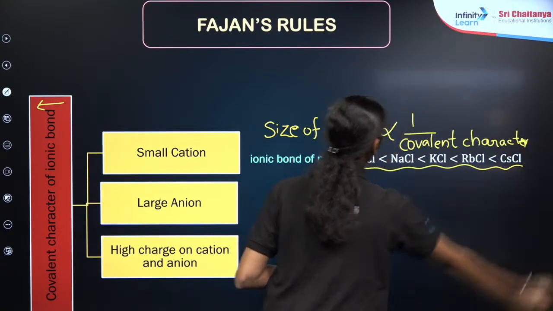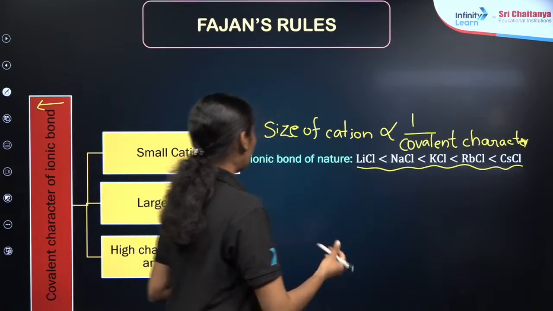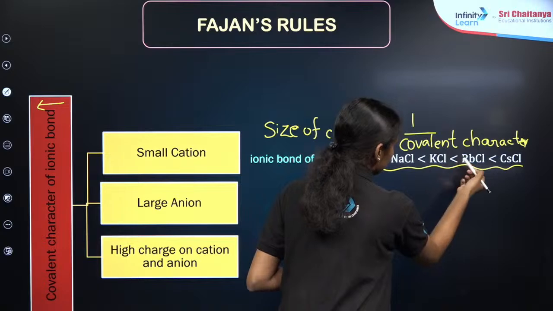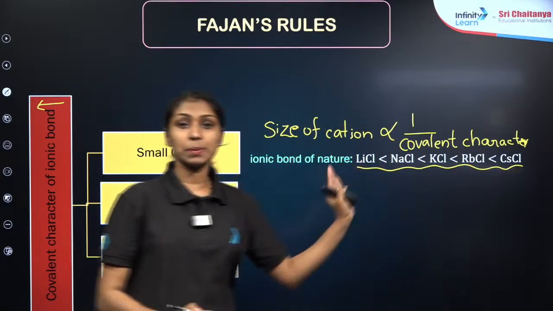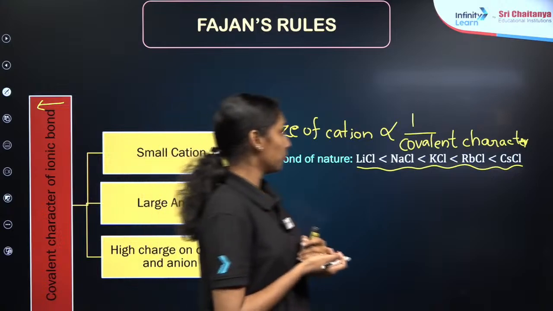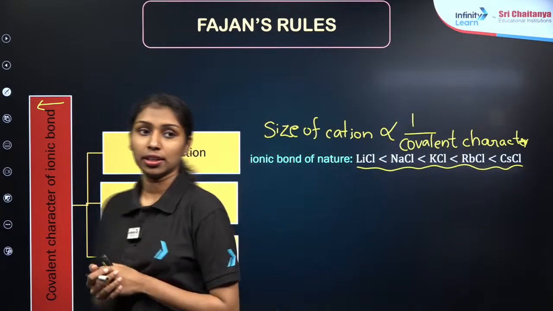So, if you are asking for the order of ionic bond nature, it will be a direct proportion, right? As the size of the cation increases from Li+, Na+, K+, Rb+, Cs+, their ionic character increases or covalent character decreases. Clear? This is how the size of the cation affects the covalent character of the ionic bond.